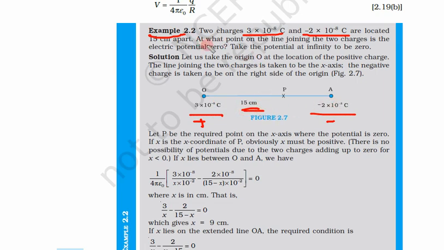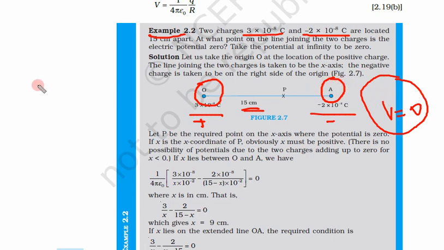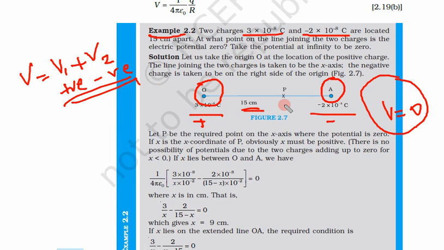Now they are trying to say at what point on the line joining the two charges electric potential is 0. So V must be 0 at what point? So we need a condition where potential due to this charge, since this is positive and this is negative, so there must be a point where potential is equal to 0 due to superposition. V is equal to V1 plus V2. This one is definitely positive, this one is negative, so there must be a point where potential is 0.